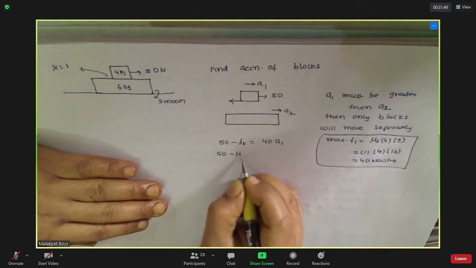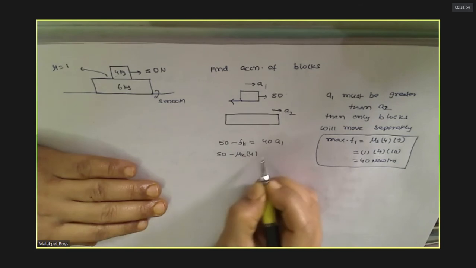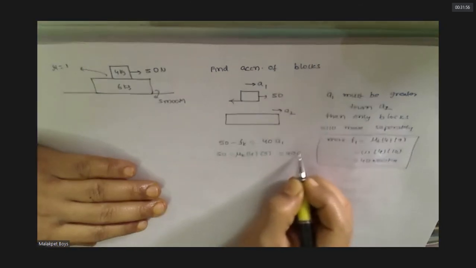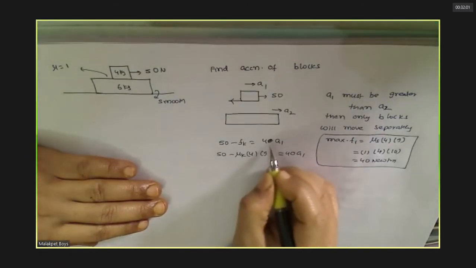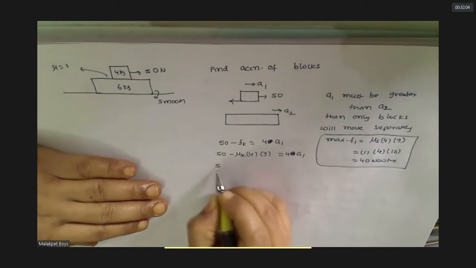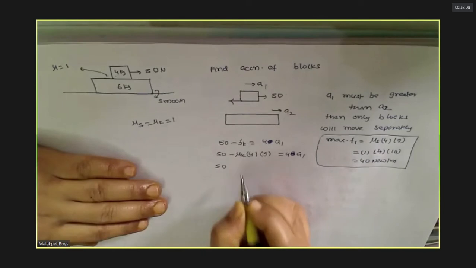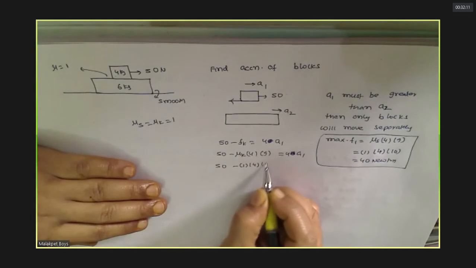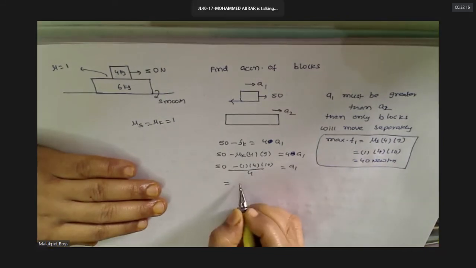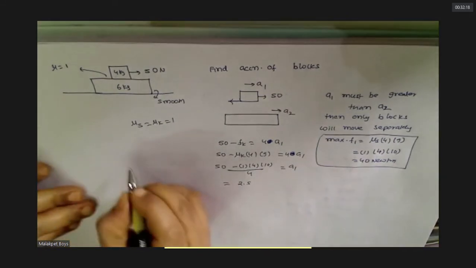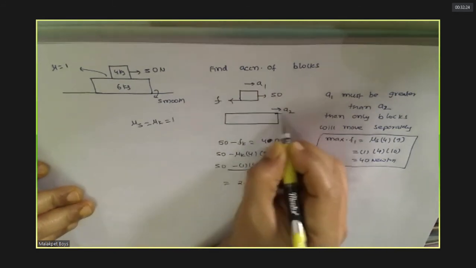Fk is nothing but mu k m g, equals 4 A1. Here nothing is given, so you can take mu s equals mu k equals 1. 1 into 4 into 10 by 4, that is A1. How much does it come to? 2.5. Similarly, the lower block is being accelerated because of this frictional force only, no?